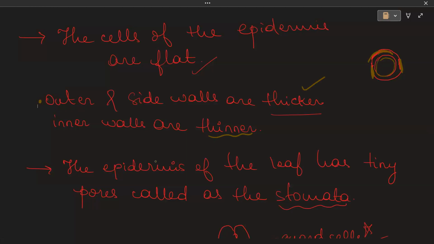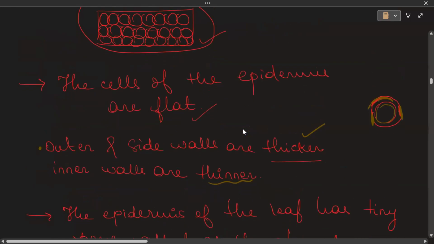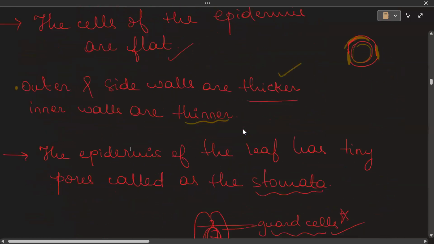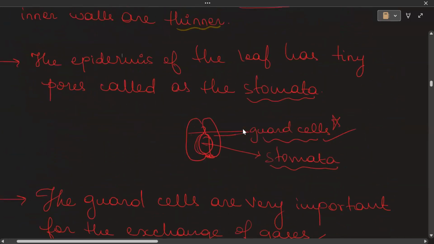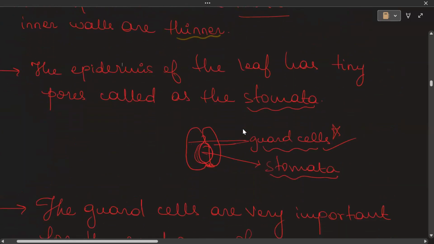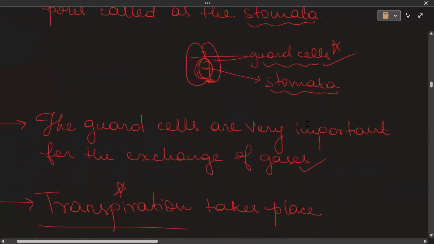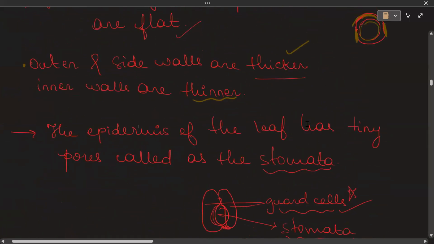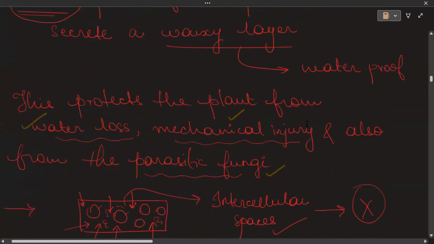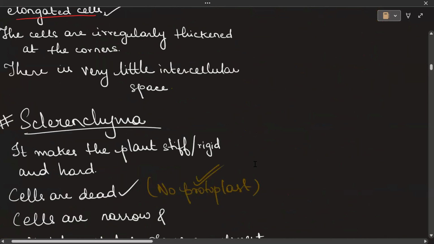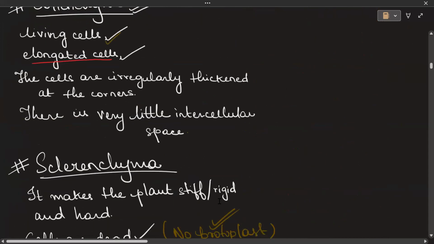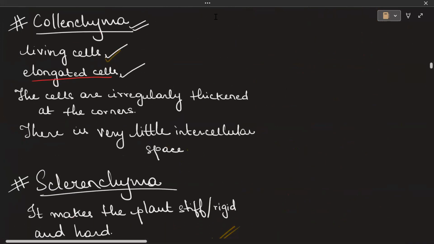Now this was the epidermis in general. But if we are talking about the epidermis of the leaf, which is the outermost layer of the leaf, it would have tiny pores that are known as the stomata. First you note it down up till here, and then we'll talk about how the stomata is arranged, what are the things involved. Once you're done, you tell me so that I can scroll the screen for you.